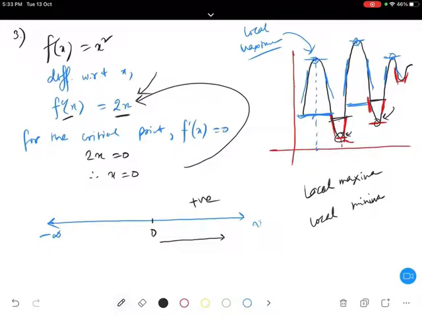Now if the slope is changing from negative to positive, what do we have? Do we have the local maxima or local minima? Come on guys, tell me. If the slope is changing from negative to positive, we have the local minimum. Negative means it's going down, and positive means it's going up. Okay, clear? So this is how we find it. So write it down, everyone.